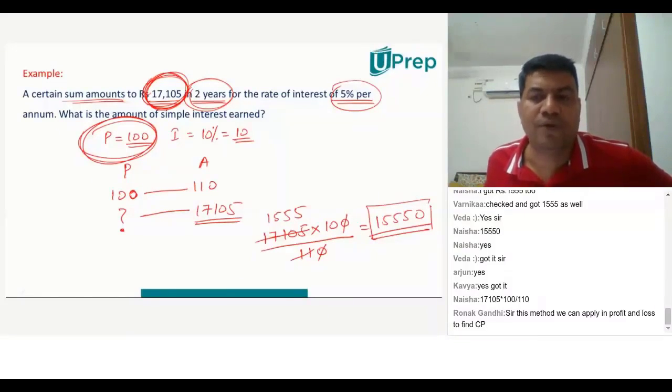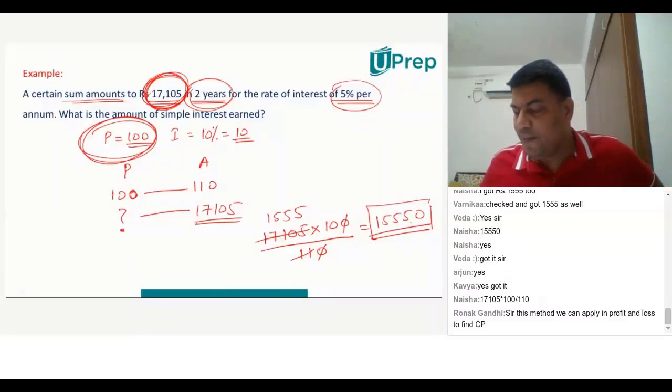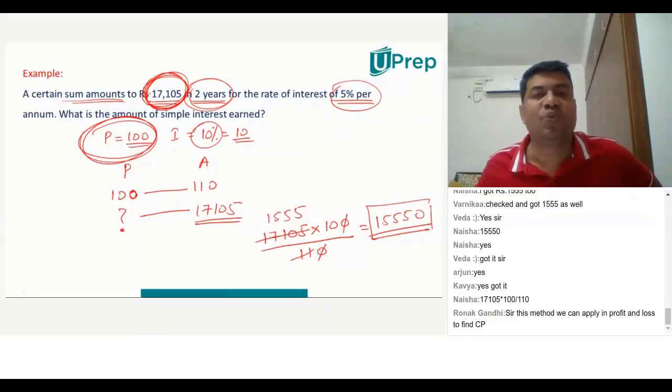Wonderful. So if you know 15,550, what is this 15,550? That's a principal. But what do we want? So your interest is nothing but 10%. So what is 10% of 15,550, which is 1555?